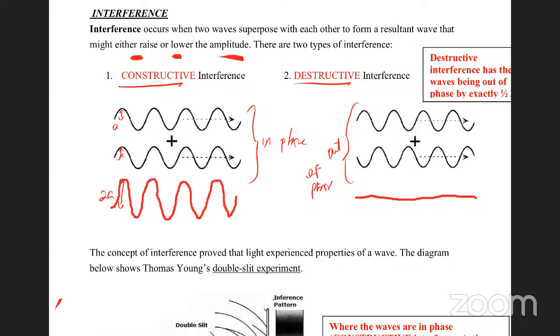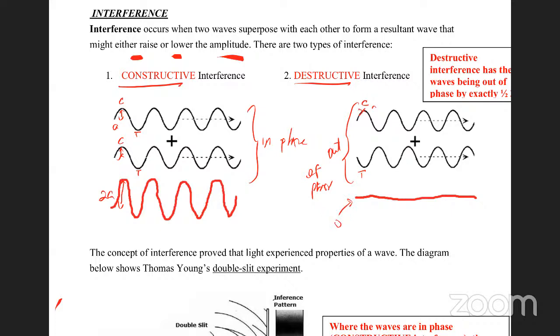So if you look here, you'd recognize a crest meeting a crest and a trough meeting a trough, right? When a crest meets a crest, you have a larger crest. When a trough meets a trough, you have a larger trough. Here now, a crest meeting a trough. When a crest meets a trough, you end up with 0. Think of the maths behind it, right?